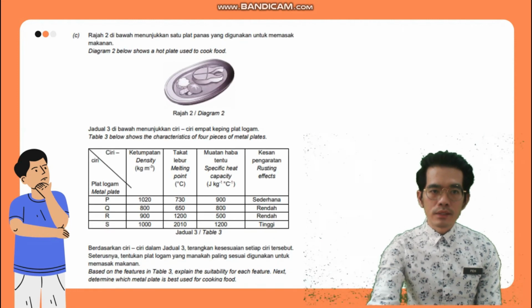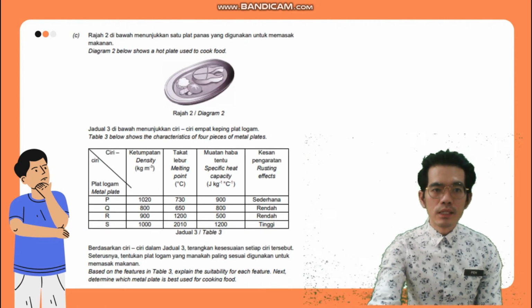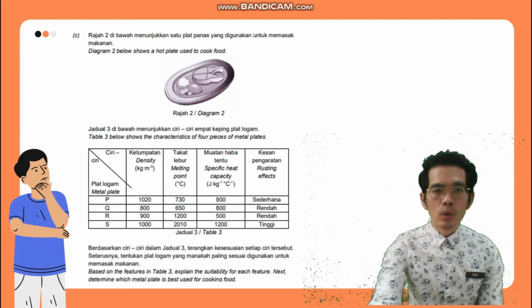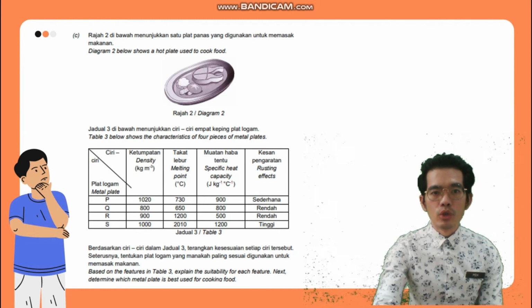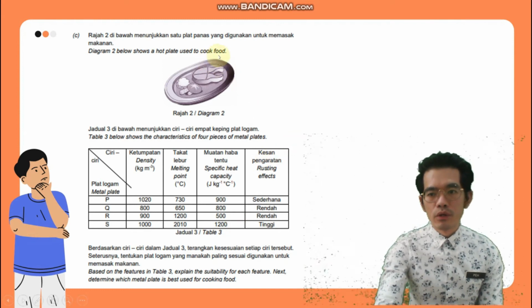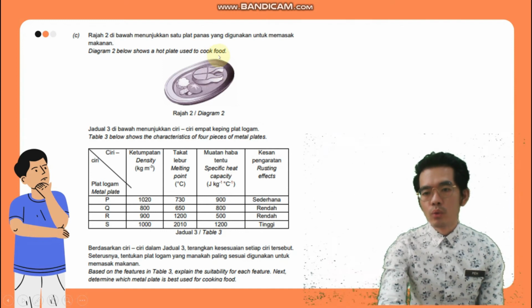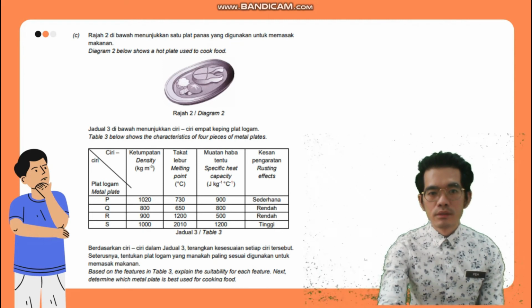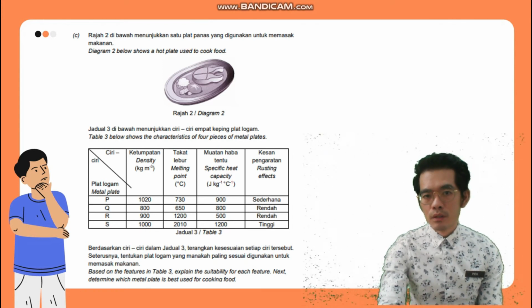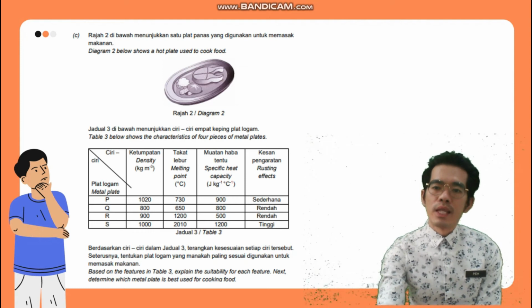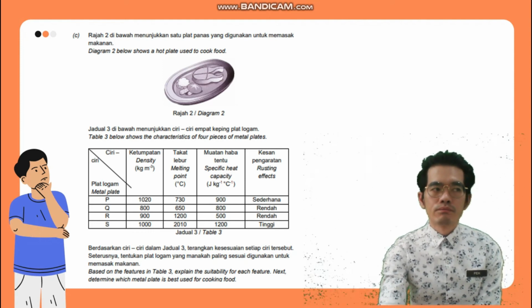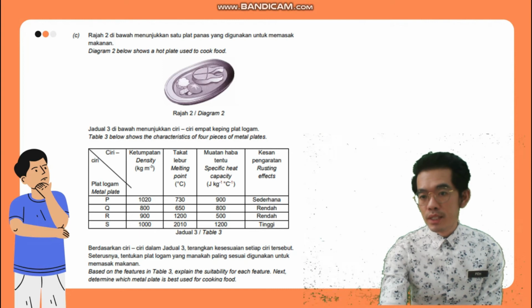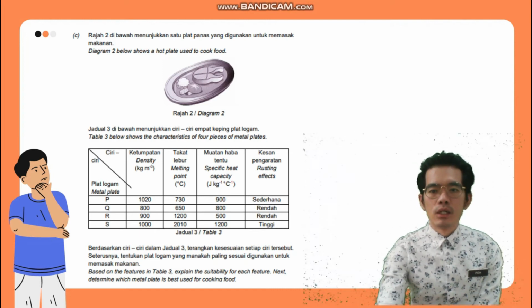Okay, so now let us go to question C. Diagram 2 below shows the hot plate used to cook food. For cooking food, we need a material which gives a shorter time to cook. So we need to select the material with smaller specific heat capacity.